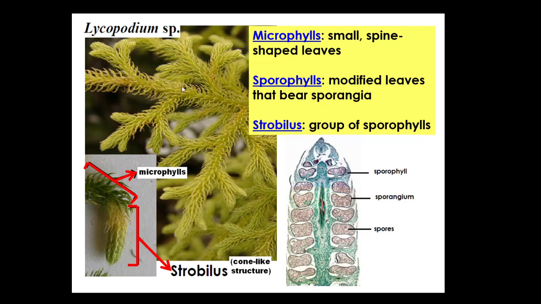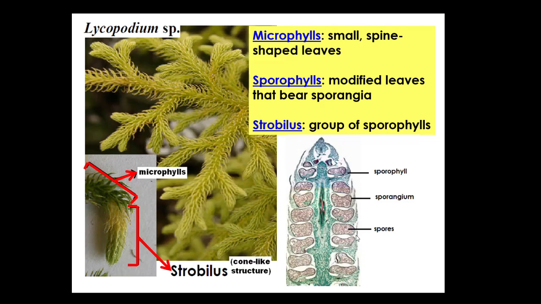So in this diagram here, these are the microphylls. Sporophyll, ini adalah sporophyll, daun yang modify untuk melindungi sporangium. Okay, dalam dia sporangium, 1 sporangium, 2 sporangium, 3 sporangium, 4 sporangium. Dalam setiap sporangium ada spores. Okay, within each sporangium, you will have lots and lots of spores.